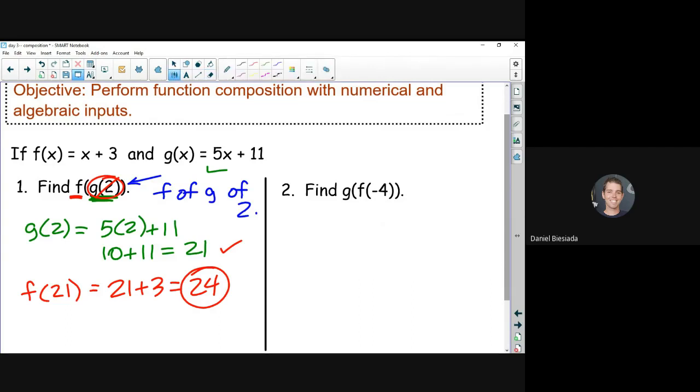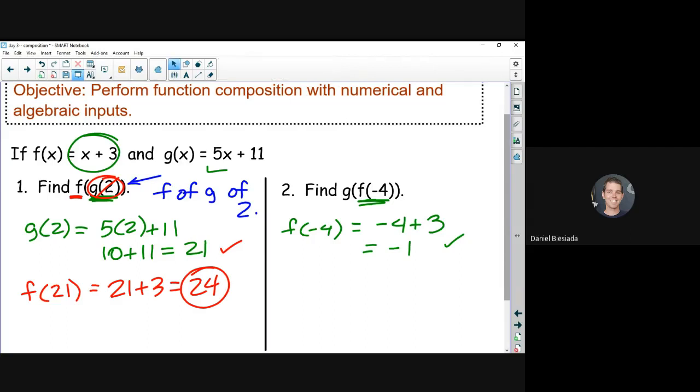I have f. They want me to find g of f of negative 4. Step 1, again, work from the inside. The inside here is f of negative 4. That means I need to go to the function f and substitute negative 4 for the x. And this time that gives me negative 1. That's my first, kind of like my intermediate answer.